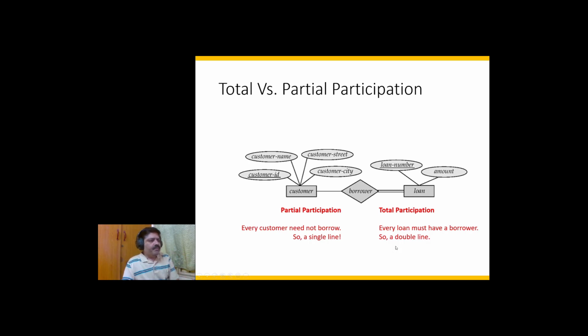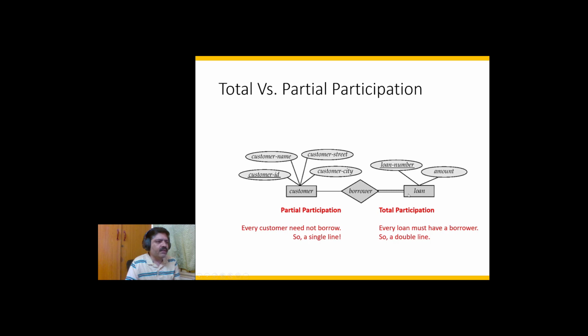So there are two kinds of entity participation. We say total versus partial participation. So here is an example. Let's assume the case where a customer acts as a borrower for some loan. So we have an entity customer, we have an entity loan, and let's say that every customer need not borrow. Then we have a partial participation in the borrower relationship. If every loan must have a borrower, we say loan participates totally in this relationship set.